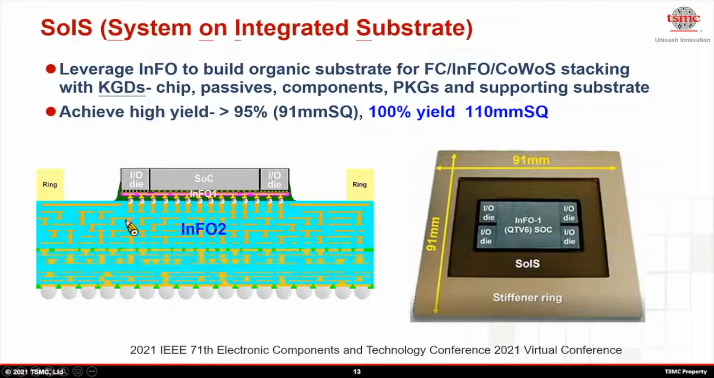And InFO technology enables higher density RDL design rule comparing against conventional substrate. And also because of the maturity of InFO technology, we can quickly achieve very high yield for very large size substrate. For example, 91 millimeter square and 110 millimeter square. We can achieve high yield in short period of time.